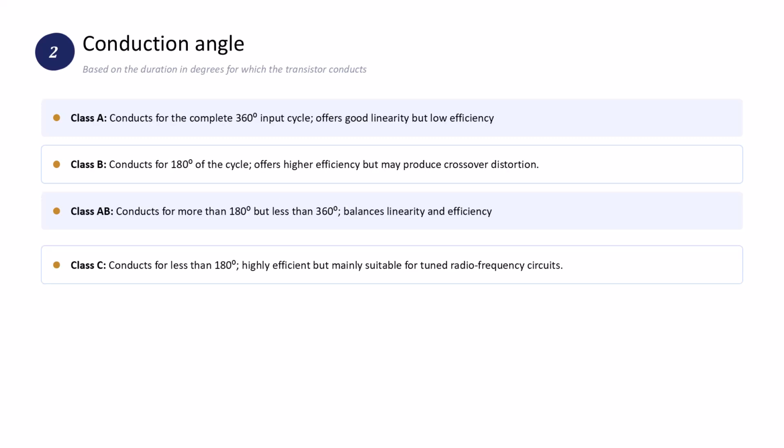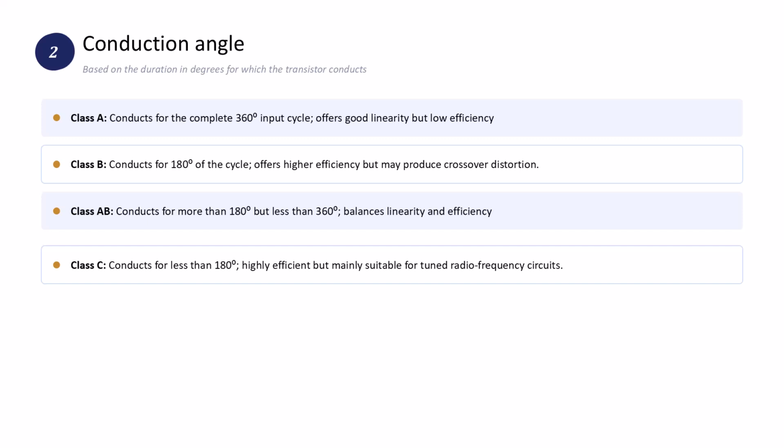The second classification is based on conduction angle, the duration in degrees for which the transistor conducts during the input cycle. Class A amplifiers conduct for the complete 360-degree input cycle. They offer good linearity but low efficiency. Class B amplifiers conduct for 180 degrees of the cycle. They offer higher efficiency but may produce crossover distortion.